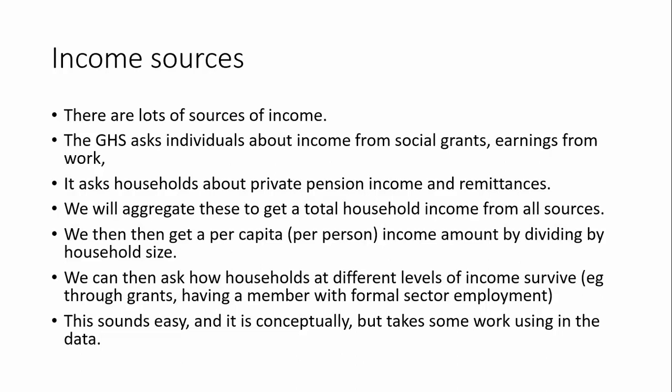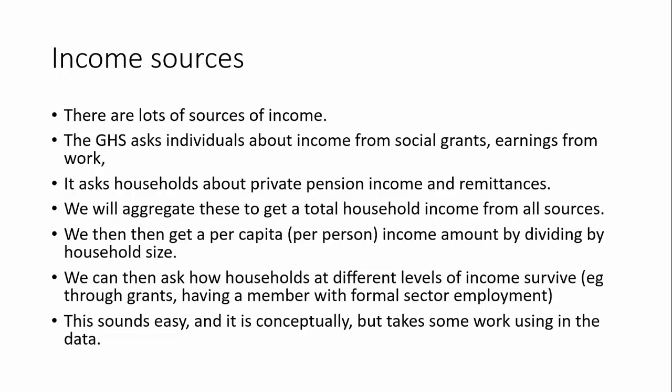So some elderly people, rich elderly people, wouldn't get any earnings from work. They wouldn't get social income grants. They wouldn't get remittances, but they do get a private pension paid to them through a retirement annuity or a pension fund or something like that. And so there's also questions on that. Those people are not very important. They're at the very top of the income distribution, and there are not many of them, but they are there, and the GHS asks questions about them.